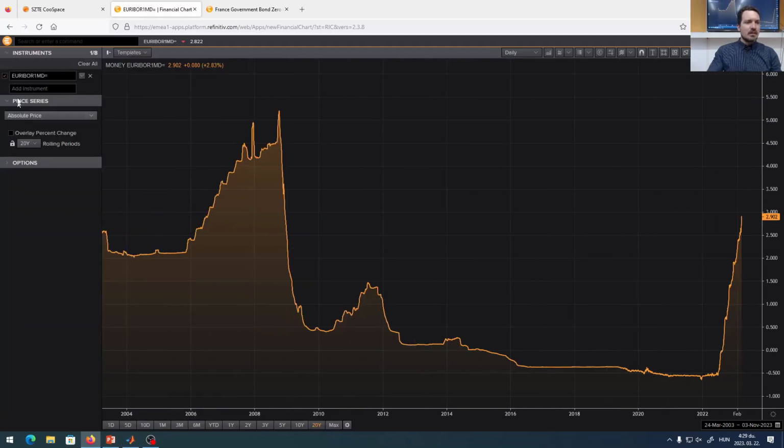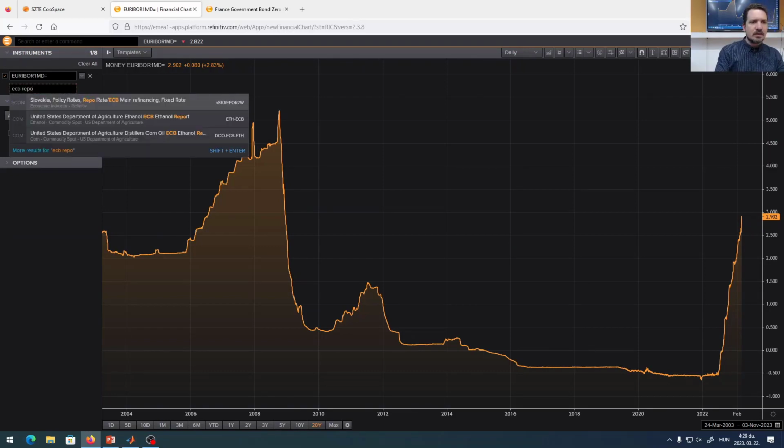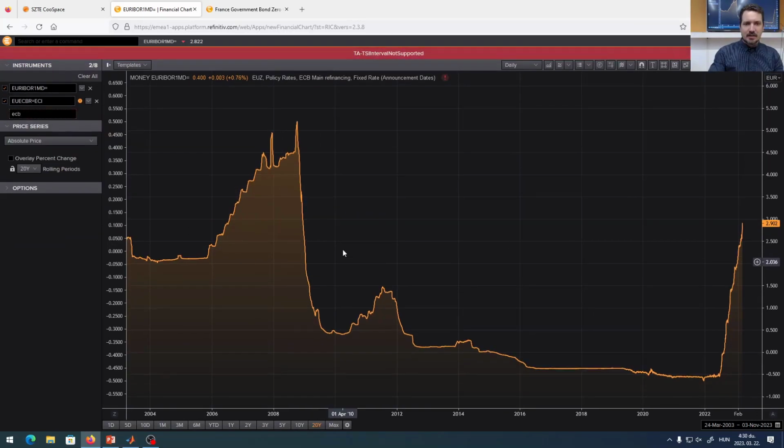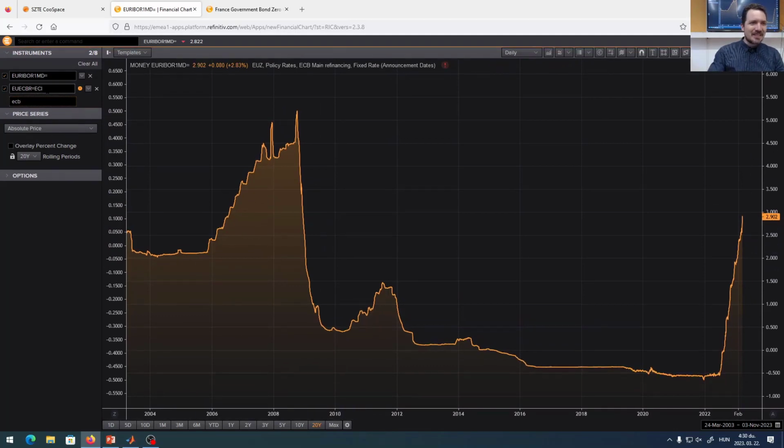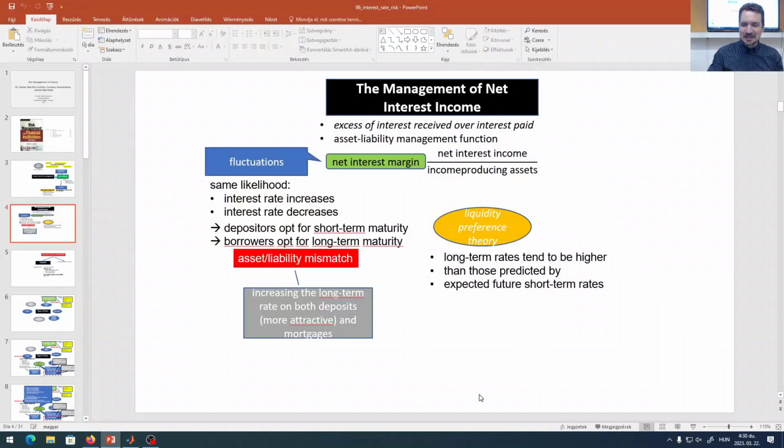So maybe we can see that the ECB repo rate... Okay, so whatever, we can imagine that it follows the key policy rate. So let's go back to the slide.